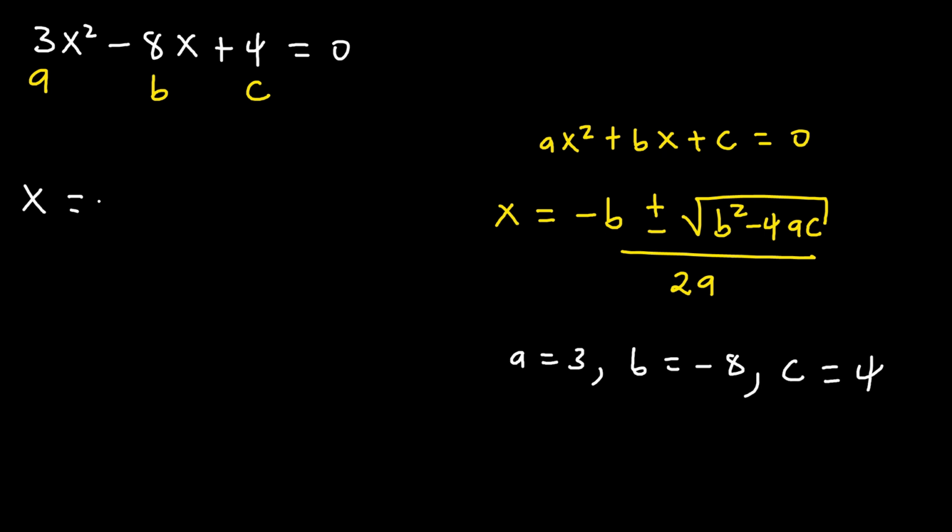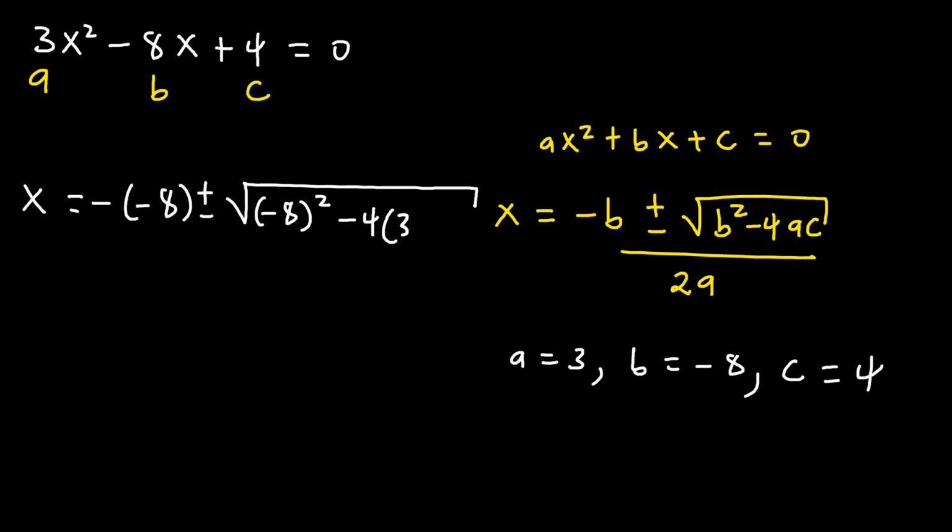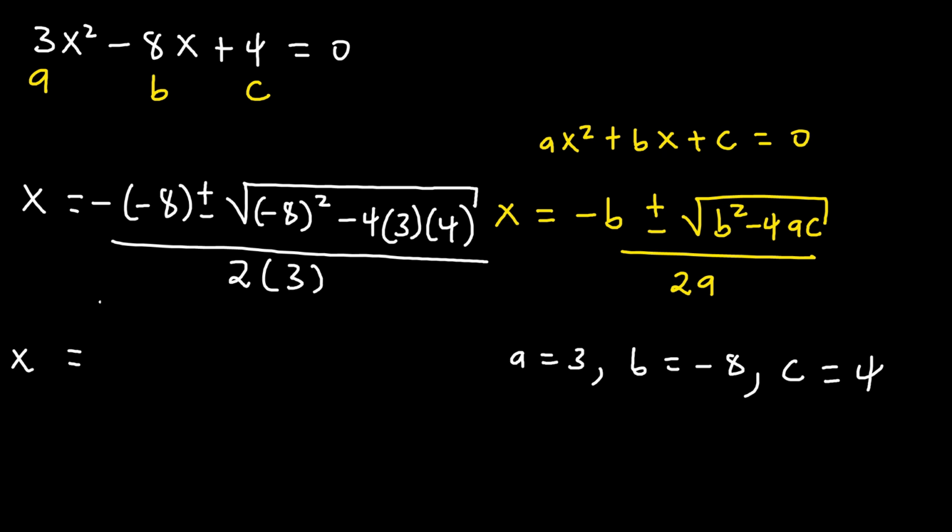Therefore, x will be equal to negative b, which is negative 8, plus or minus the square root of b^2, which is negative 8 to the power of 2, minus 4 times a, which is 3, times c, which is 4. And this will be divided by 2 times a, which is 3. And so x will be equal to a negative times negative 8 gives positive 8, plus or minus the square root. Now negative 8 to the power of 2 gives us positive 64. So this will be 64.